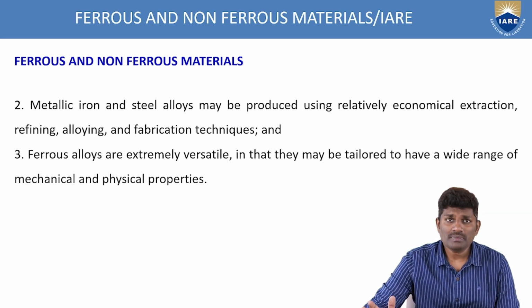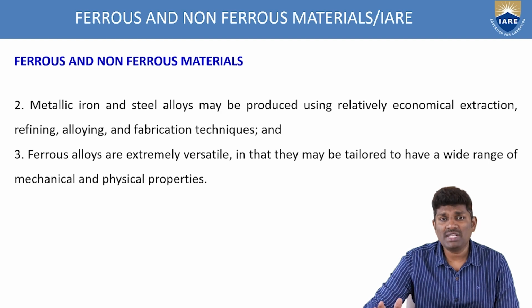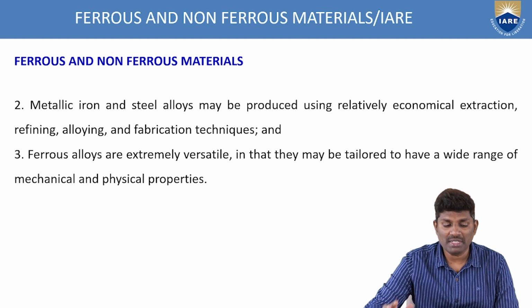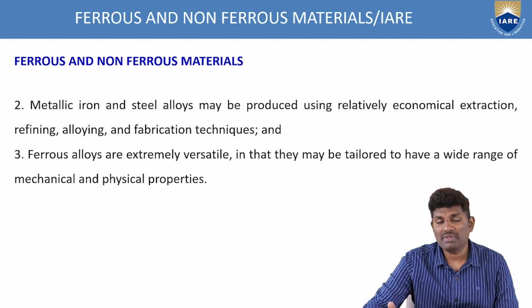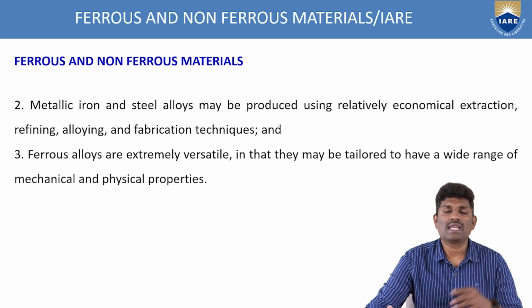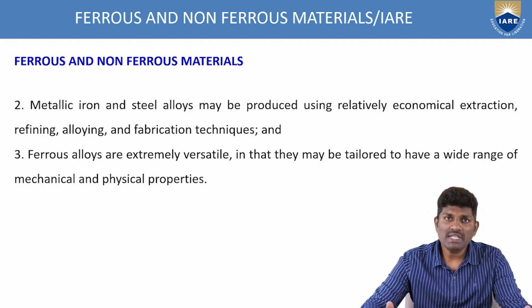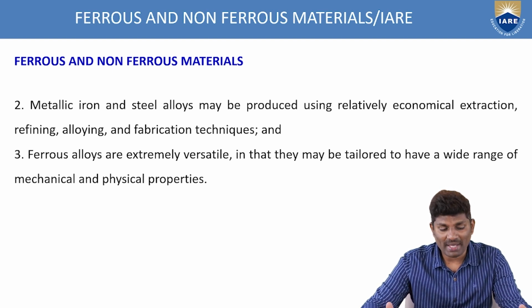The second one is that metallic iron and steel alloys may be produced using relatively economical extraction, refining, alloying and fabrication techniques. So the extraction, refining, manufacturing, alloying and fabrication of the material are very economical compared with other alloys. The third one is that ferrous alloys are extremely versatile in that they may be tailored to have a wide range of mechanical and physical properties.